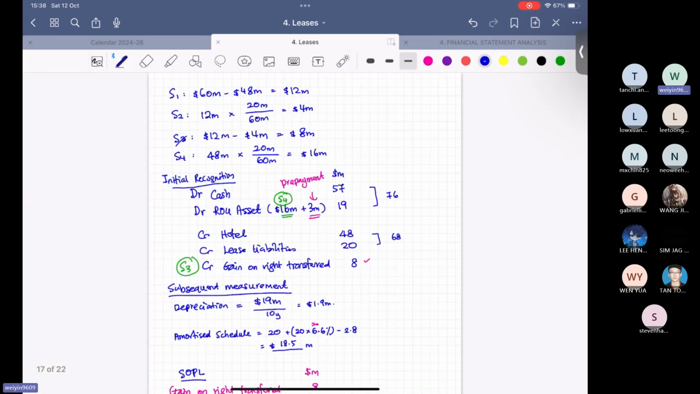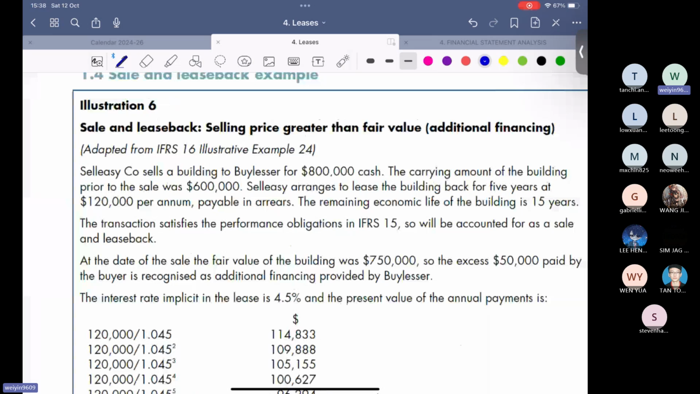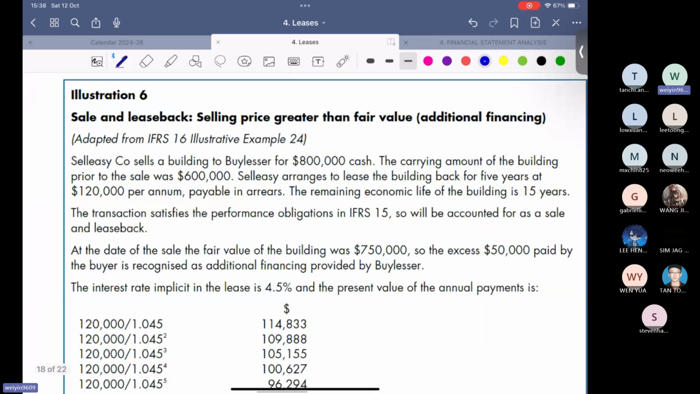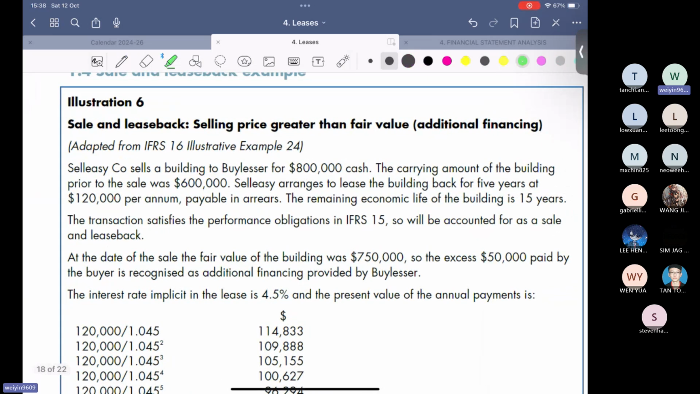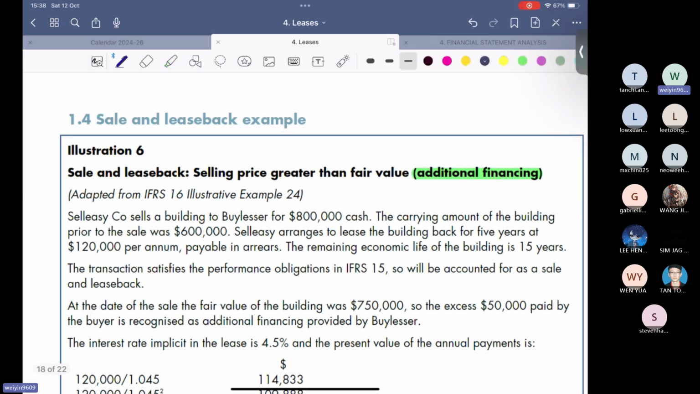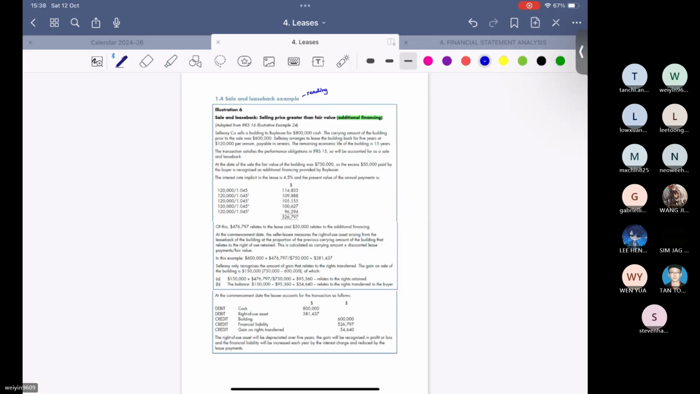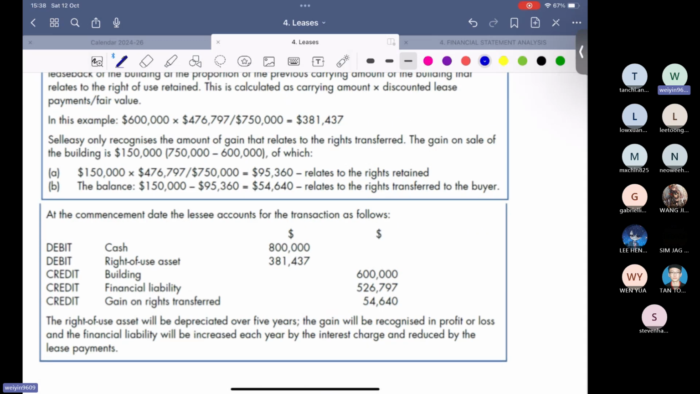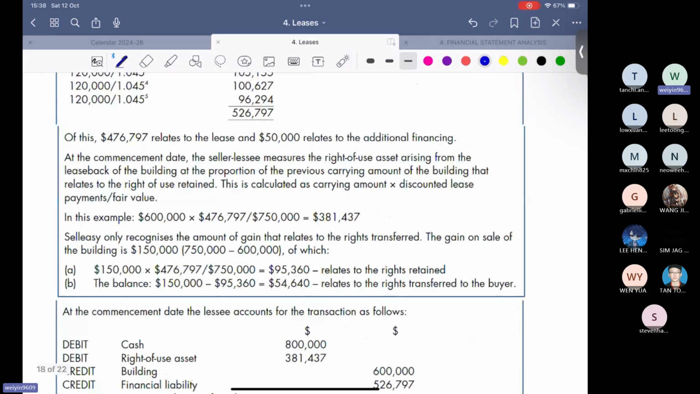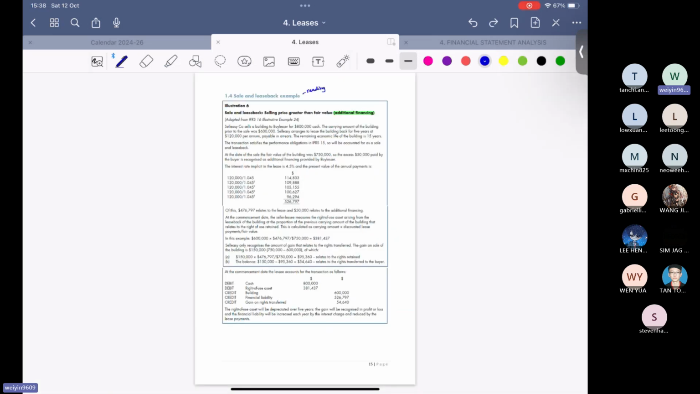Okay, next one. Because just now what we did was a prepayment, this is the example for the additional financing. So reading. Not much different, just that later on you have to add this one, after you become related to the financing liability.